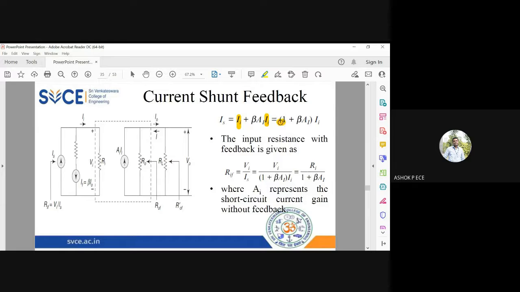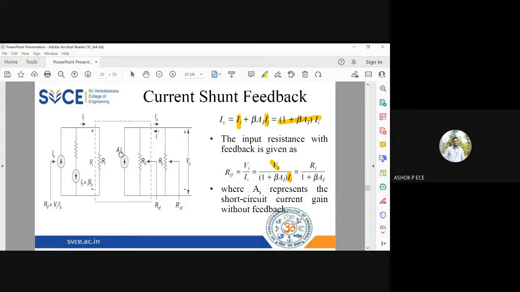And substitute the expression for IS. VI by 1 plus beta AI into II. VI by II, you know it is RI. So RIF equal to RI by 1 plus beta into AI.